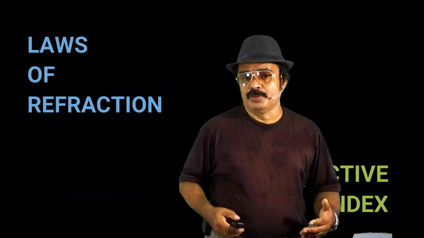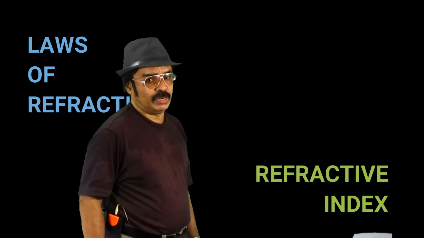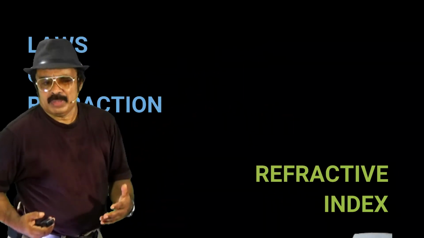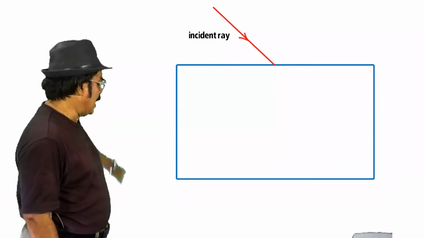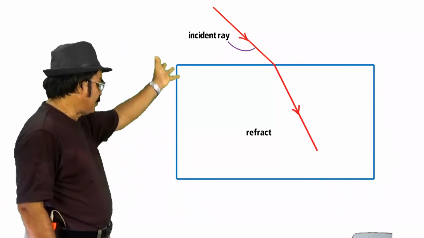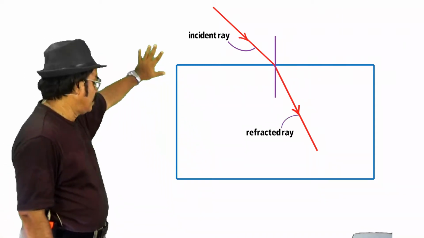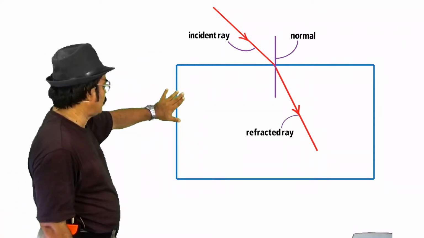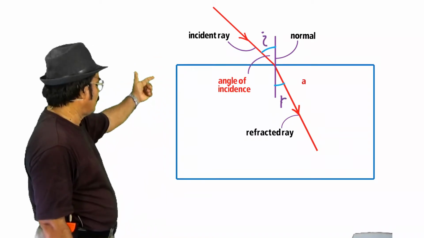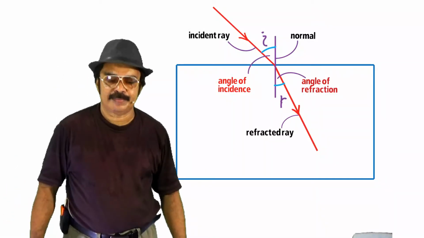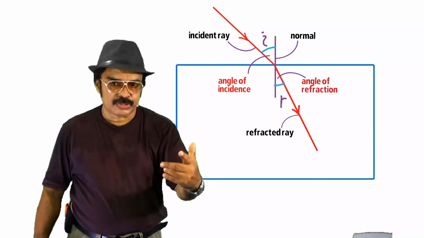Now we are going to learn about refractive index and laws of refraction. For that, first shall we recap what we have done last week. This is the glass block used in that experiment, and that is the incident ray and refracted ray. Normal drawn at the point of incidence, and angle of incidence and angle of refraction. You can see two angles there, angle of incidence and angle of refraction.